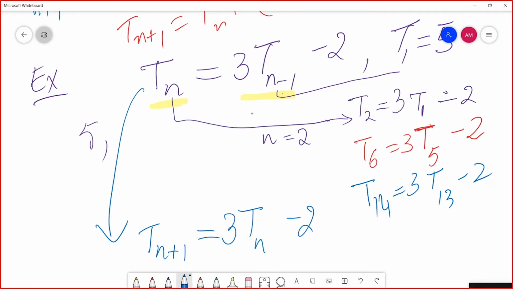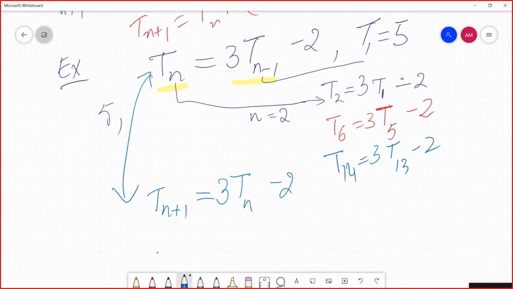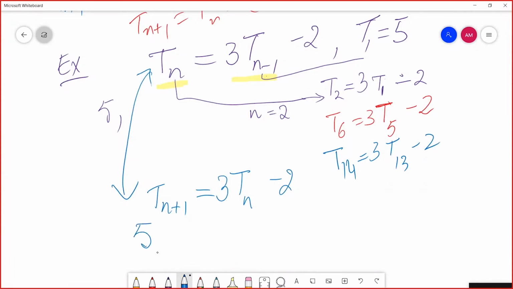But sometimes you may come across a rule written like this, and sometimes you may come across a rule written like this. But they both are the same for the same sequence. Does it make sense to you? Yep. Okay, so let's write the sequence now. The first term we are given is 5. What would be the next term?